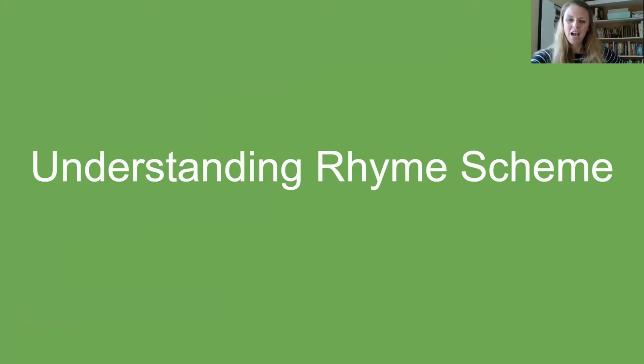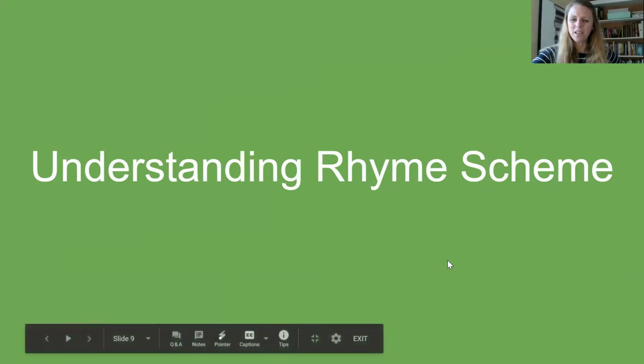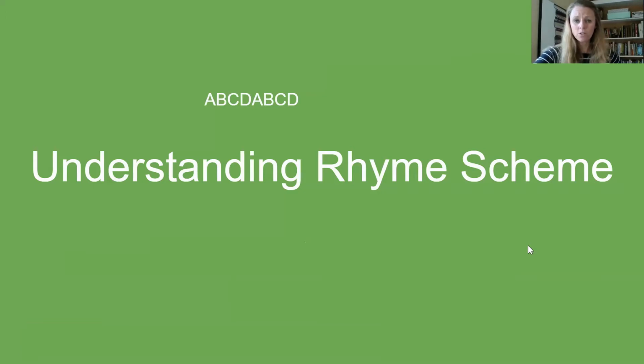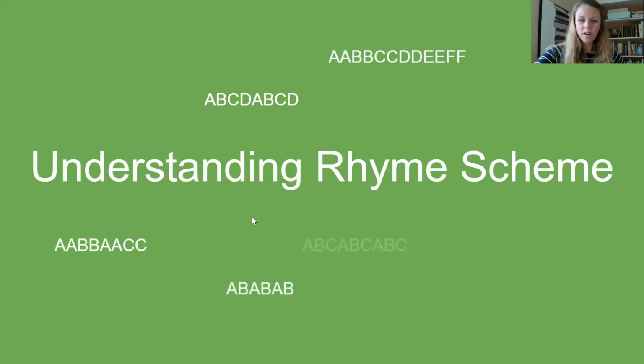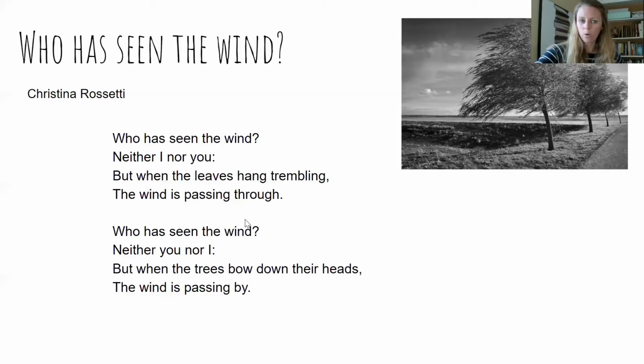Hello, my friends. I'm here today to help you understand exactly what all these little letters of the alphabet mean when they are applied to poetry. So when your teacher says, figure out the rhyme scheme of a poem, and what your teacher wants you to do is come up with your own little pattern of letters, what is your teacher really asking you to do? What is rhyme scheme? How do we figure it out? And why is it important?